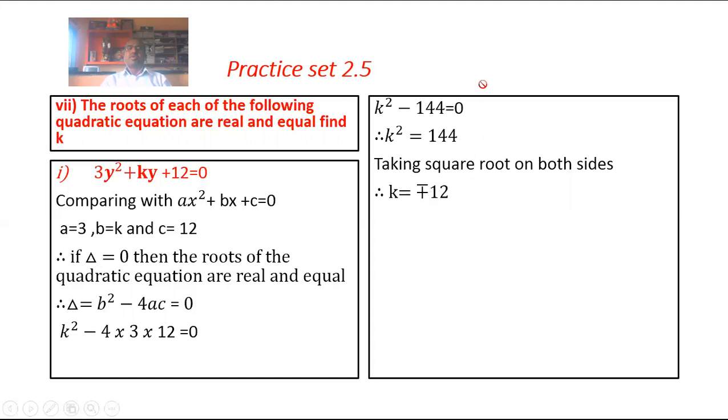Any perfect square number has two roots. One is positive and the other is negative. Therefore, k is equal to plus minus 12. Hence, the value of k is equal to 12 or k is equal to minus 12. In this way, we find the value of k when the roots of the given quadratic equation are real and equal. Write down.